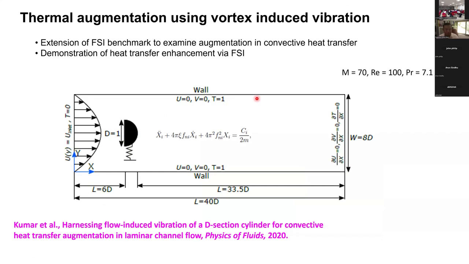So here we are considering a D cylinder that is mounted on a spring, and there is a channel on which this setup is mounted, and the channel walls are heated. What we are looking for is the improvement in heat transfer on these walls. When the cylinder starts moving by virtue of flow-induced vibration, it creates certain vortices, and these vortices spread out and improve the heat transfer from these walls. So that is the idea, and this is the computational domain.